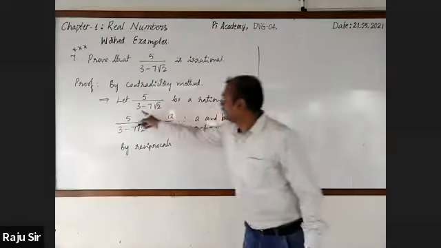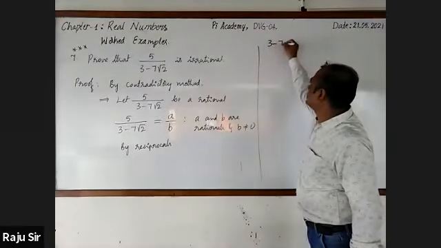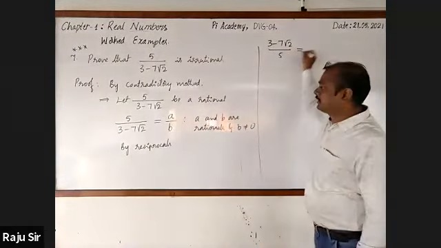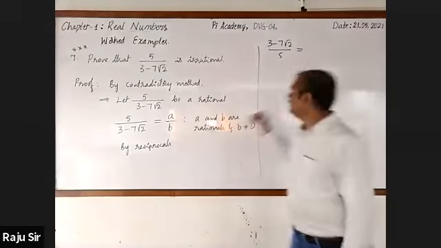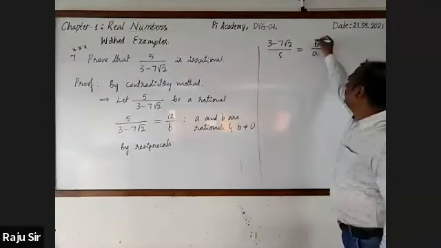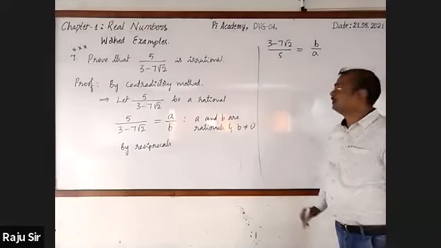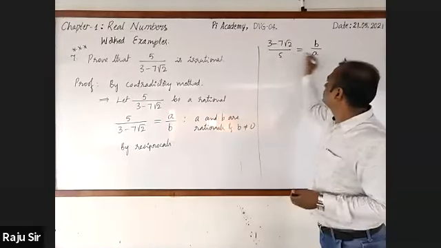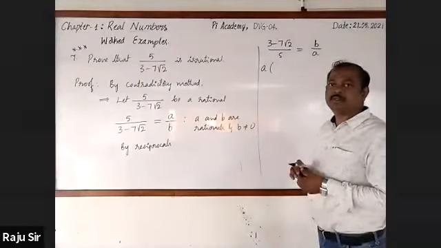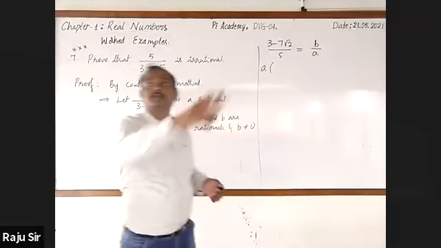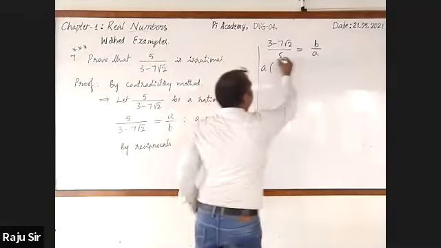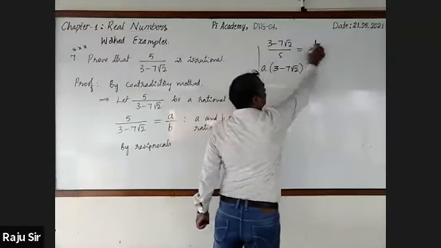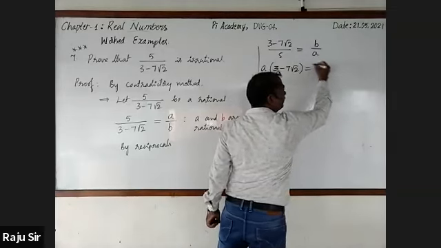Now we can write it as 3 minus 7 into root 2 by 5, and the reciprocal of A by B is B by A. Then go for cross multiplying. I'm writing it a little bit detailed. A into 3 minus 7 into root 2 is equal to, cross multiply 5 with B, it is 5B.